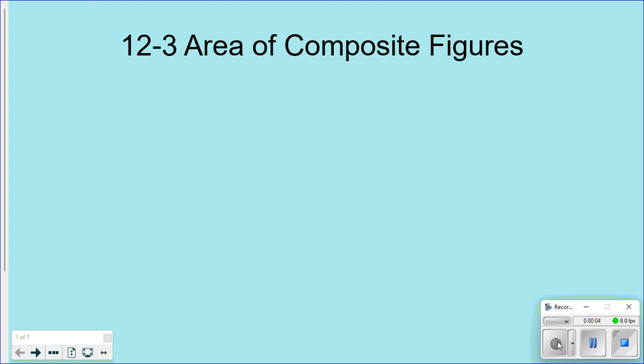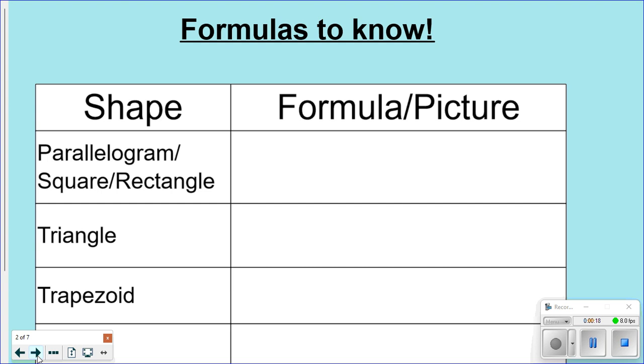This lesson is 12.3, Area of Composite Figures, and before I get started, I want to talk about what a composite figure is. A composite figure is a shape composed of many more shapes. So the first thing we have to do when we start is review all the different formulas for the shapes.